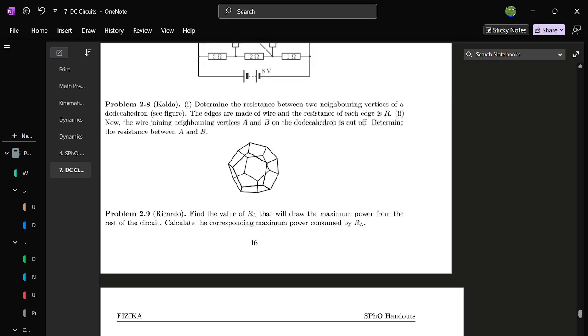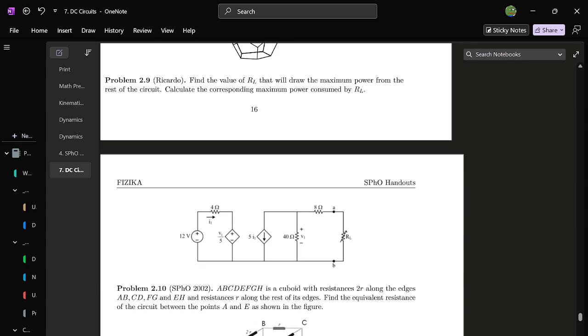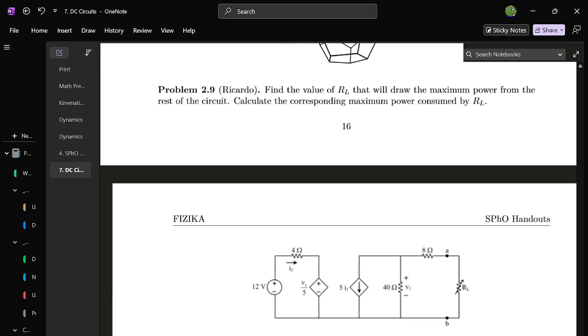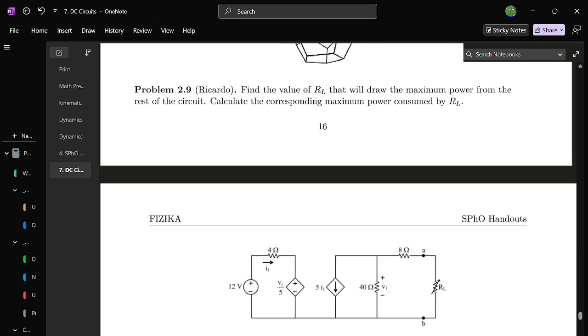Okay, if no one's requesting anything, I will go through problem 2.9 because I find there's one trick here that is quite interesting and that's actually appeared before in SPhL. Okay, so problem 2.9.